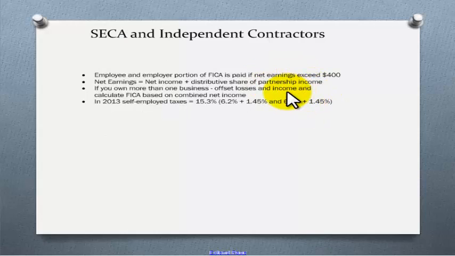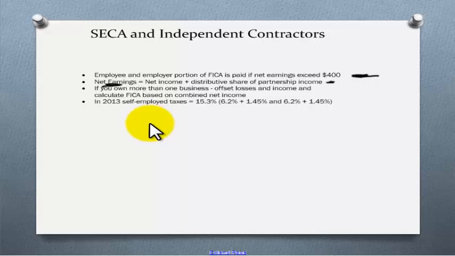So again, they only have to pay it on their net earnings, okay? Net earnings, again, I said it was their net income. If they're a partnership and they have partnership income that's distributed to them, then that would also be considered part of their net earnings. Also, if their net earnings are 400 or less, then they don't have to pay any FICA taxes. So they might be not doing well in their business, but at least they don't have to pay FICA tax.